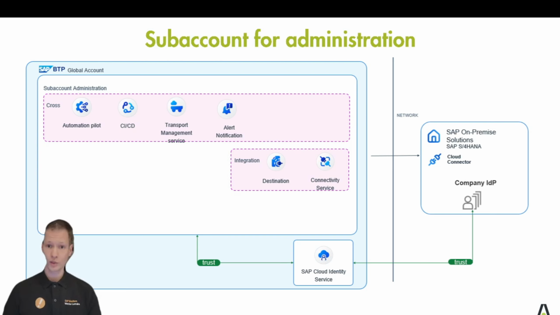But there are also other good reasons, for example, for reusability of certain services like, for example, Automation Pilot. Automation Pilot is a typical service for administration and can be reused for other different sub-accounts from this central administration sub-account. And it's typically for administration tasks to automate this, so it makes sense to put this in the administration sub-account. We also have here on the slide, for example, CI/CD.